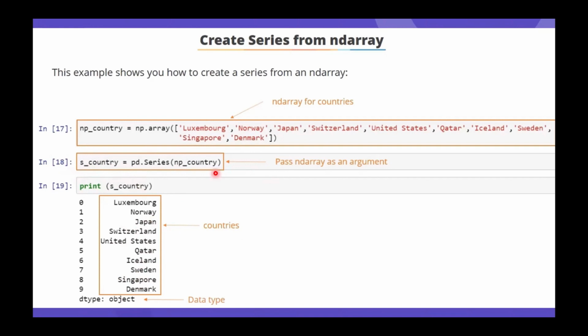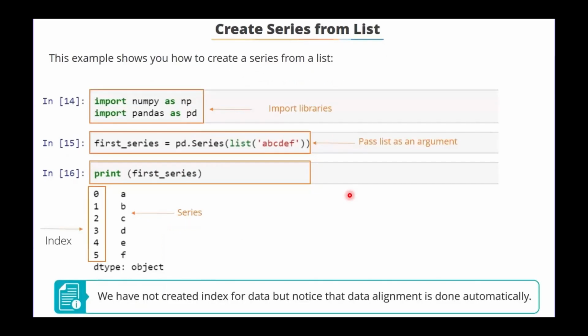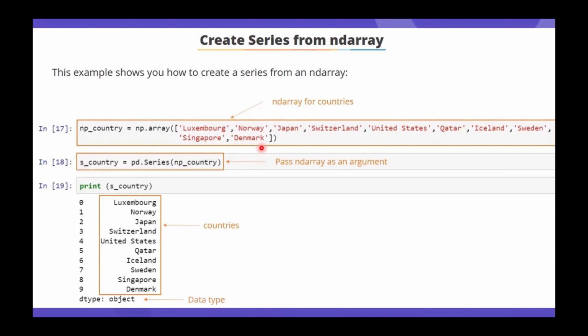So what are we doing here? We are using series to create this array, this series here, country series. In the earlier case, we were using a list. So with a list, we can create a series. With an array, we can create the series. So those are the different options we have. So here you can simply create this and then print s underscore country. Just try this and then print it here.